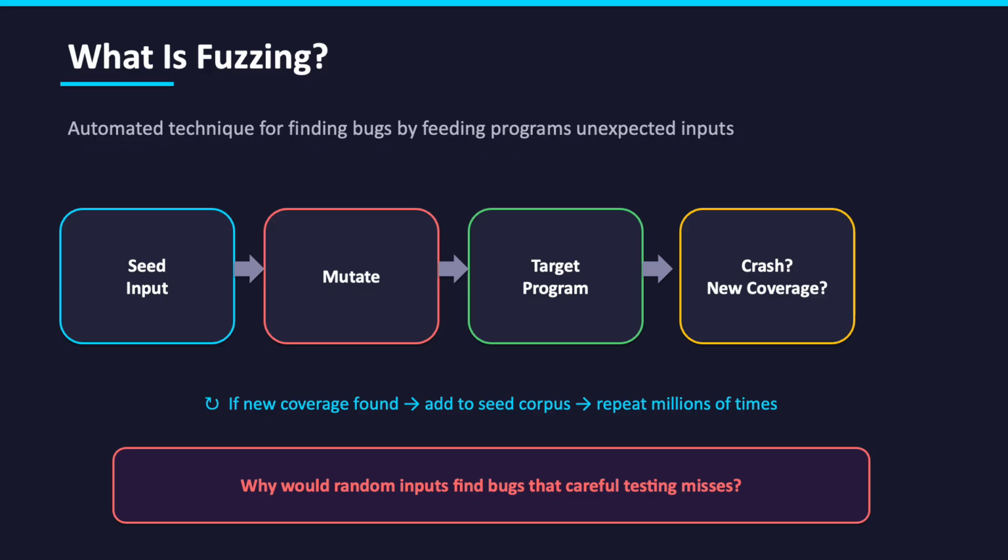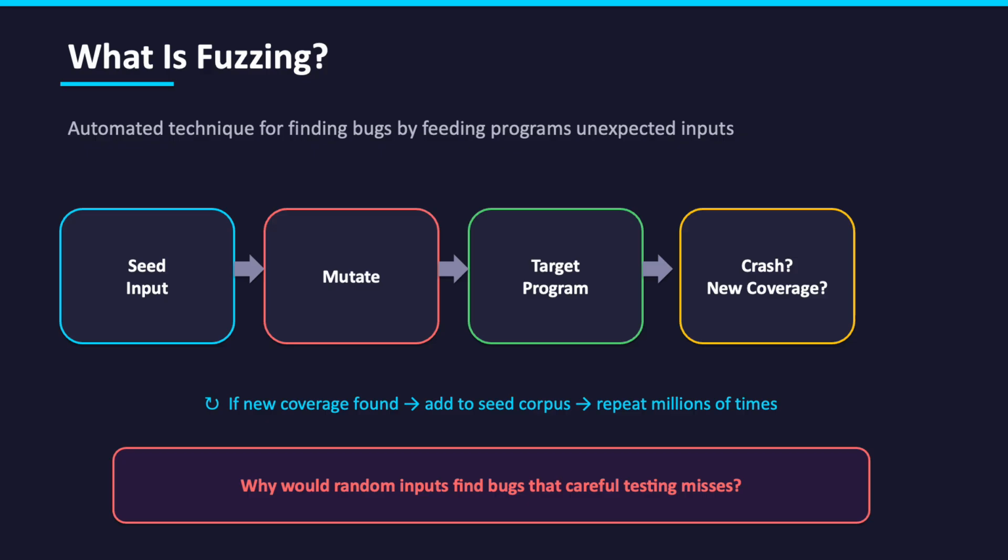For example, if you're testing a PDF reader, your seed might be a real PDF file. Then you mutate that seed, flip some bits, delete some bytes, insert some junk, etc. You feed this mutated input to the target program and watch what happens. So two things can happen that we care about. First, the program might crash. That's potentially a bug. Maybe even a security vulnerability. Second, the input might reach new code that we haven't seen before. We call that a coverage increasing or interesting input.